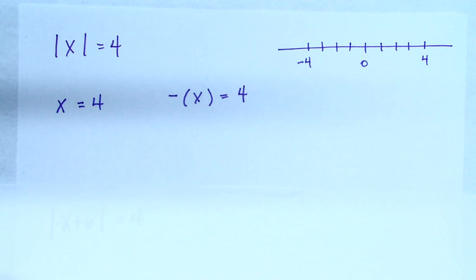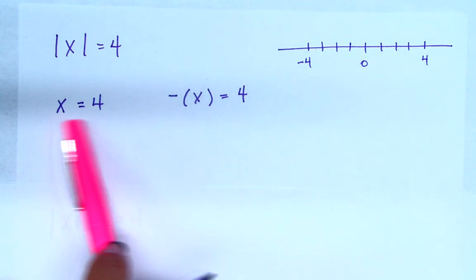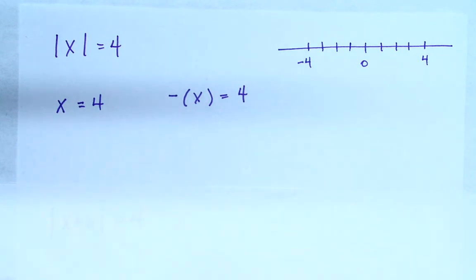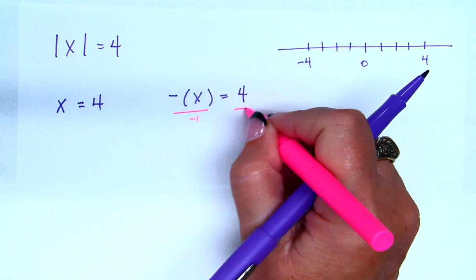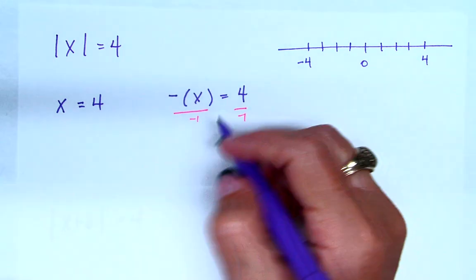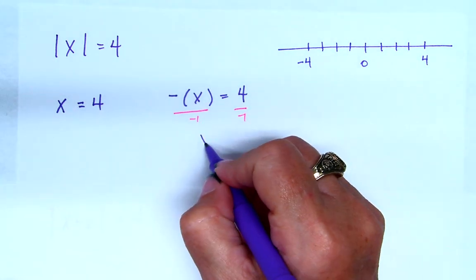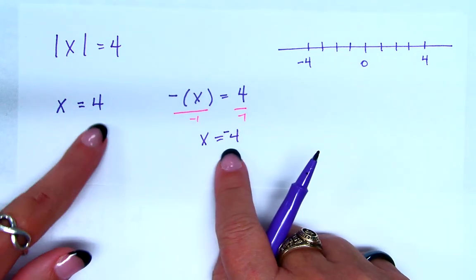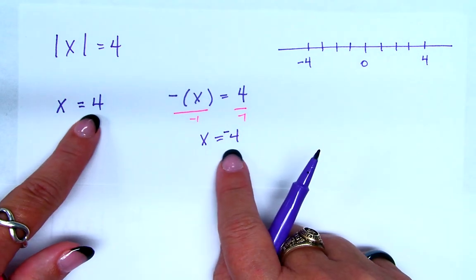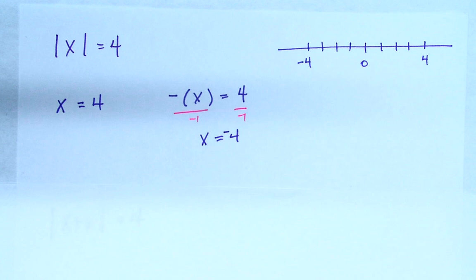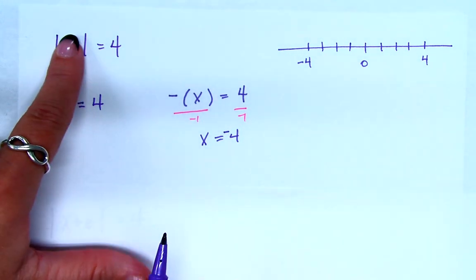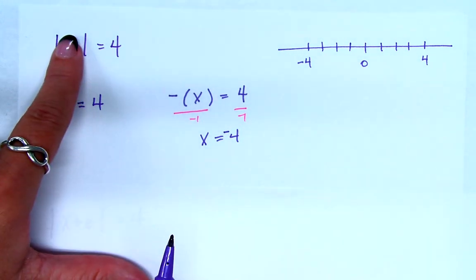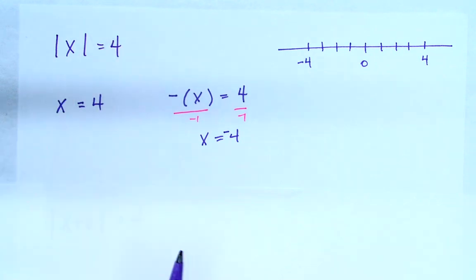Now, I know very well that this is already solved for, and to solve for this one, all I need to do is divide by negative 1, right? Because that means now x equals negative 4. And we already knew our answers were 4 and negative 4, right? It's just what process are we using in our brain? The process we're going to use is what's inside is the positive or negative value, not what's outside is the positive or negative value. Does that make sense?